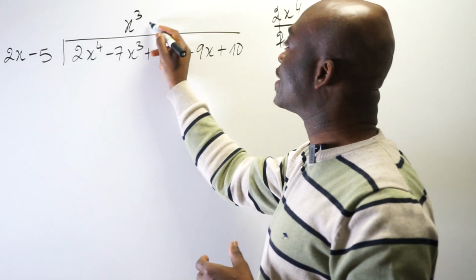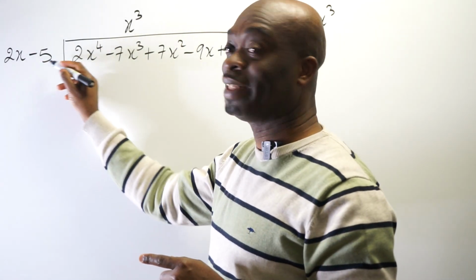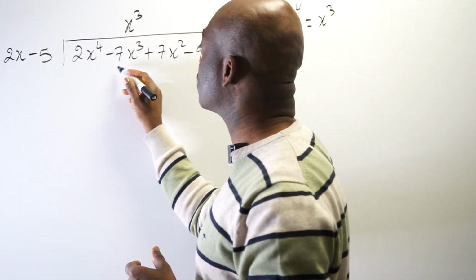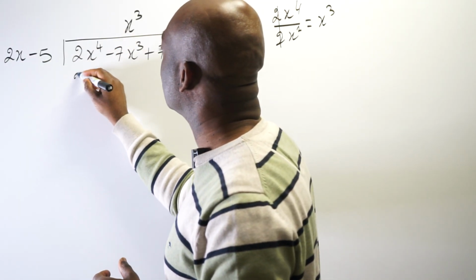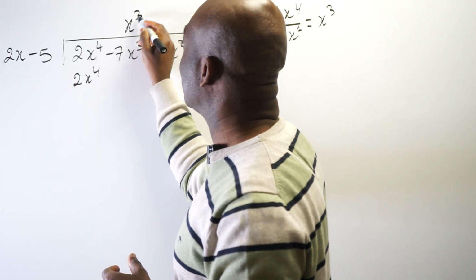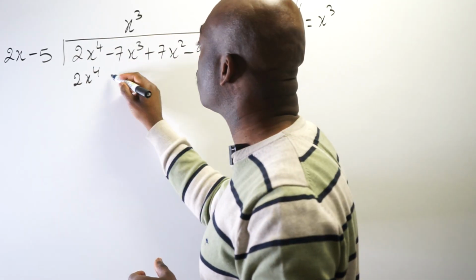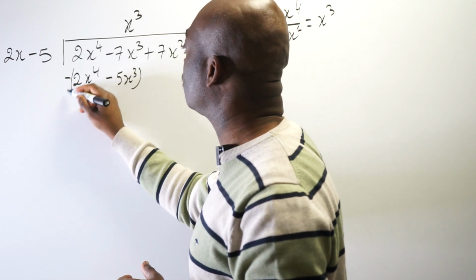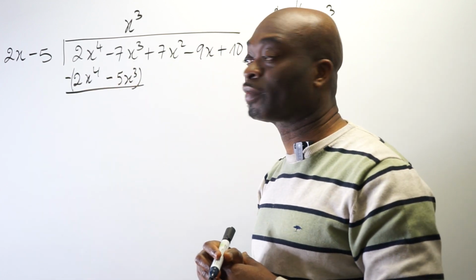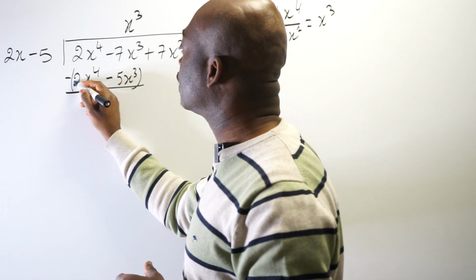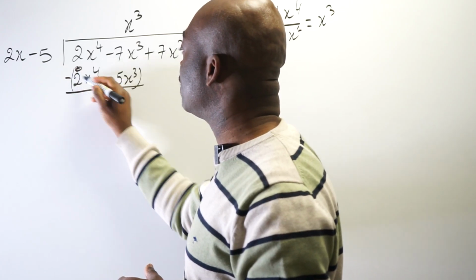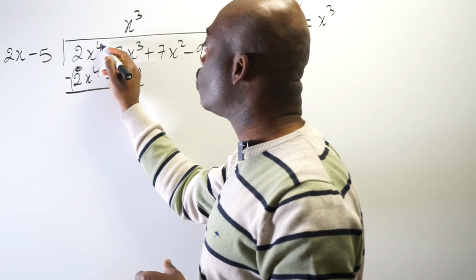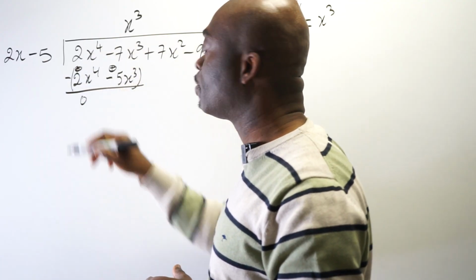And then now we take the same term, multiply by these two. So x to the third times 2x, that would give us what? That would give us 2x to the fourth. And then x to the third times negative 5 is going to give us what? Negative 5x to the third. And ladies and gentlemen, we're going to subtract them. All right? So the positive here becomes a negative. The negative becomes a positive because of the subtracting sign. So 2x to the fourth minus 2x to the fourth is 0.